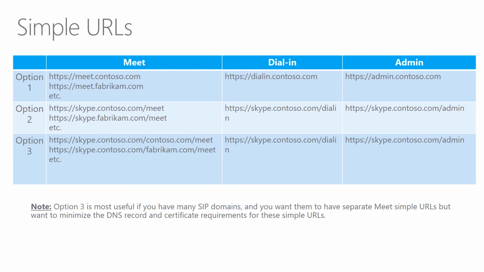Option 2 is a variant of option 1 in that it still supports multiple subdomains, but we use a common base URL for the subdomain and append the meet specific information. So in our example, we see skype.contorso.com/meet and skype.fabricam.com/meet. As with option 1, both the dial-in and admin URL still leverage only a single base URL.